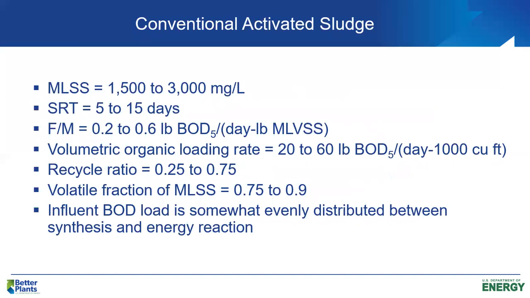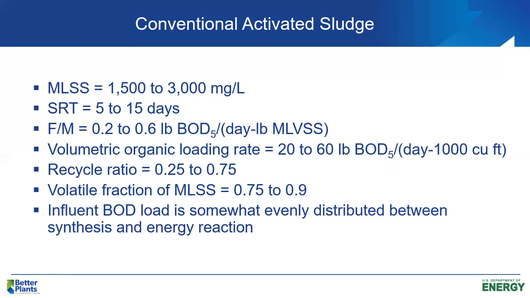Mixed liquor suspended solids will generally be somewhere around 2,000 to 2,500 milligrams per liter, operating at a sludge age of about 5 to 15 days, an F/M ratio of 0.2 to 0.6, and a volumetric organic loading rate, which is an important design parameter, typically 20 to 60 pounds of BOD per day per 1,000 cubic feet of reactor volume. And our return activated sludge rate will be about 25% to 75% of the raw wastewater flow rate.